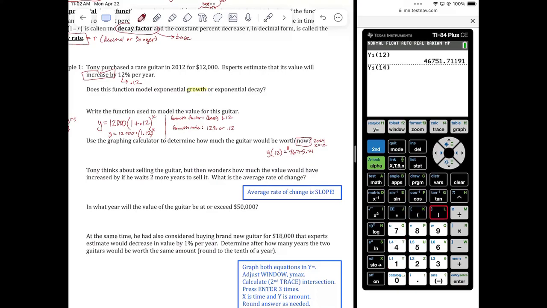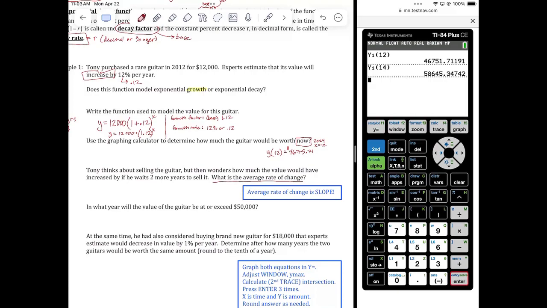14. 12 plus 2 is what? 14. 58,000. Holy moly. That's another 12 grand. Okay, now, it didn't ask what the value of the guitar is going to be in 14 years, does it? It asks for the average rate of change over the 2-year period.